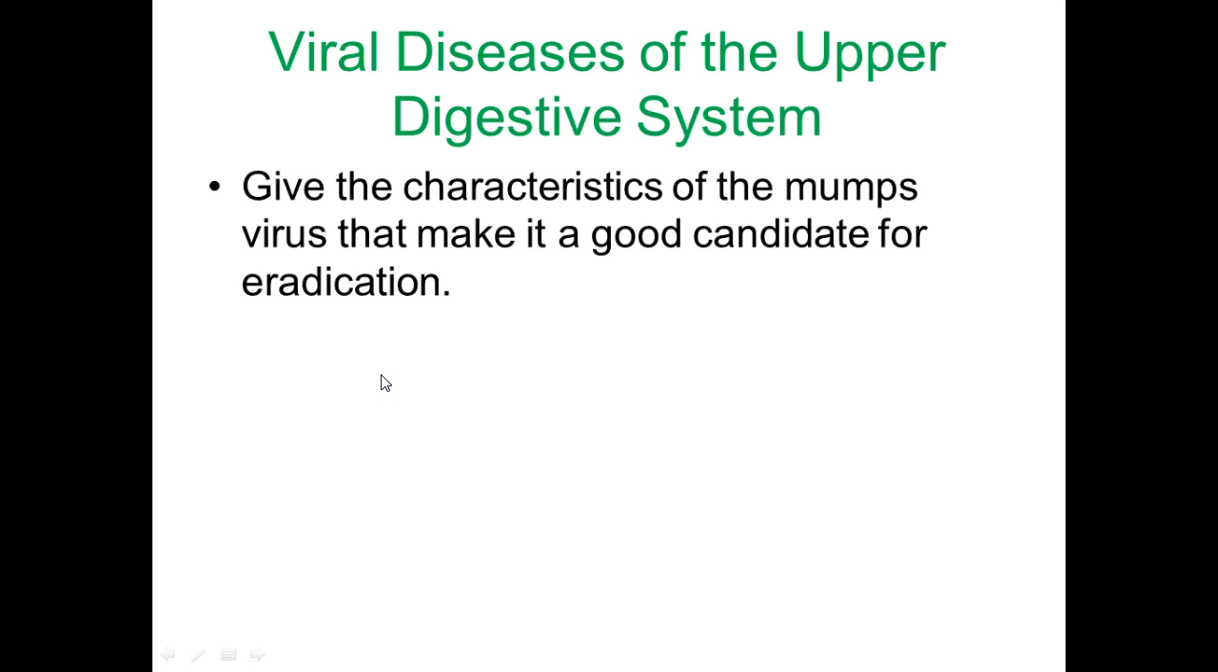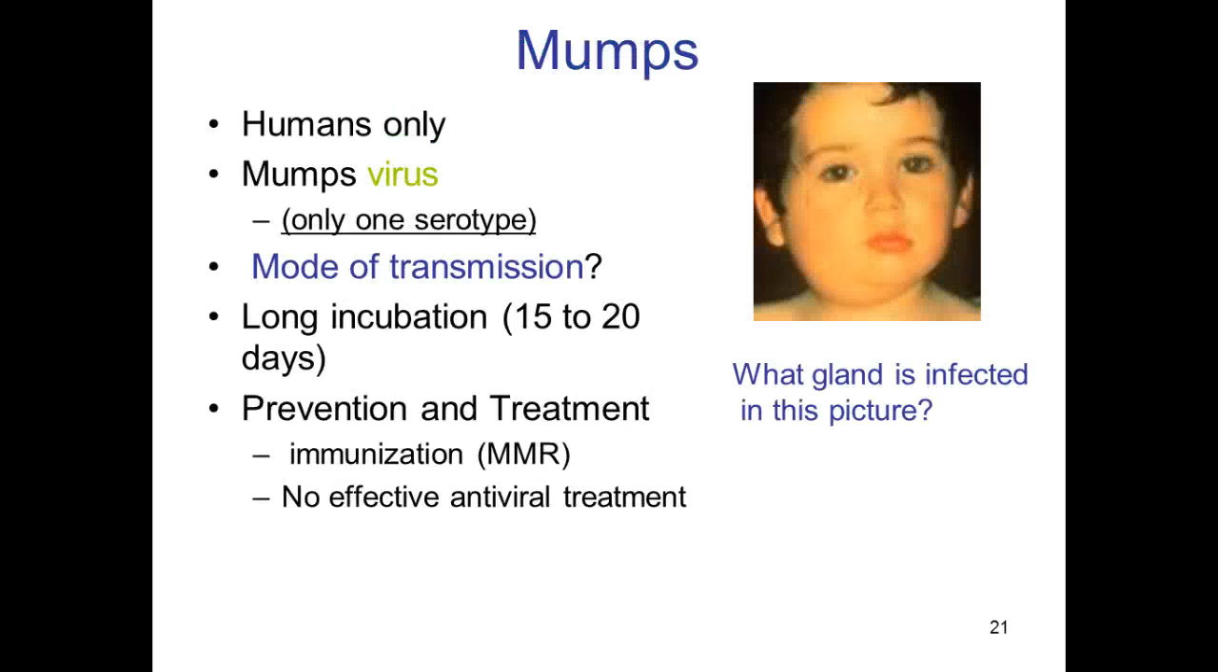So given the characteristics of mumps virus, what characteristics of the mumps virus would make it a good candidate for eradication? So we've already talked about mumps previously. What do we have against mumps, this virus? We have a vaccination, right? So that's step one for eradication, right? It is believed that it's human only, right? That only humans transmit this virus. They believe there's only one serotype, right?